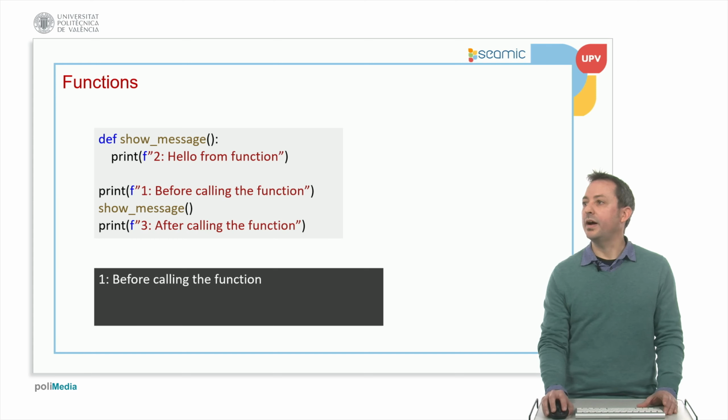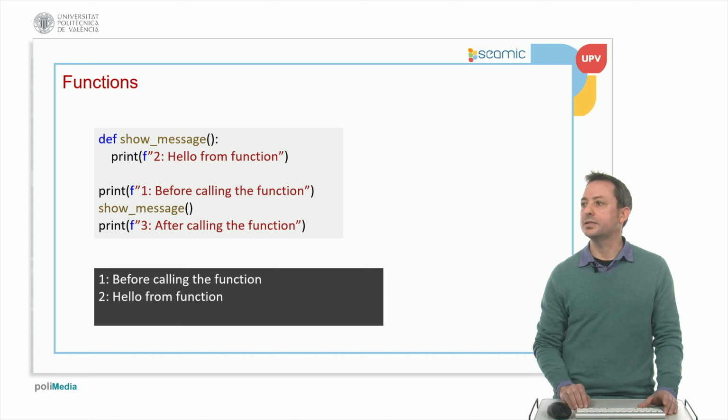Then we find the call of the function. So at this point, the execution goes here and executes the different instructions of the function. This is to print the message number 2. When the instructions inside the block of the function end, the code goes back here and continues at this point. So the next instruction that is carried out is the print number 3.